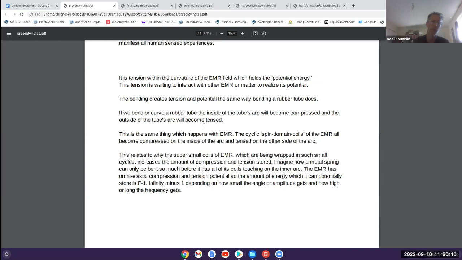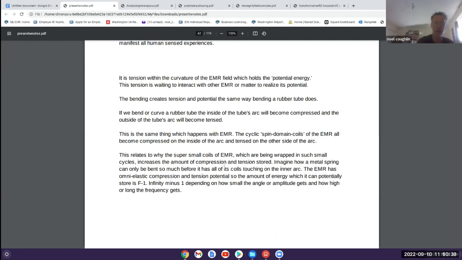If we bend or curve a rubber tube, the inside of the tube's arc will become compressed and the outside of the tube's arc will become tensed. This is the same thing which happens with EMR. The cyclic spin domain coils of the EMR will become compressed on the inside of the arc and tensed on the other side of the arc. That's why super small coils of EMR being wrapped in such cycles increase the amount of compression and tension stored.